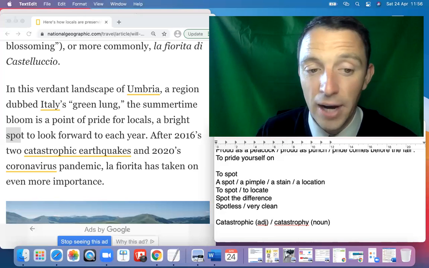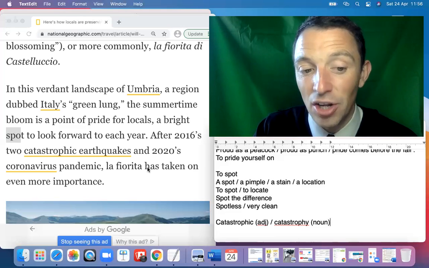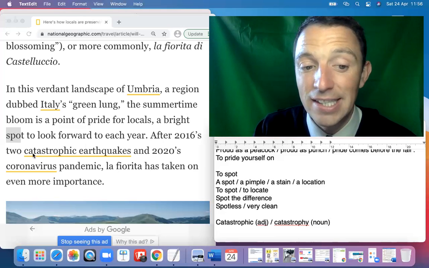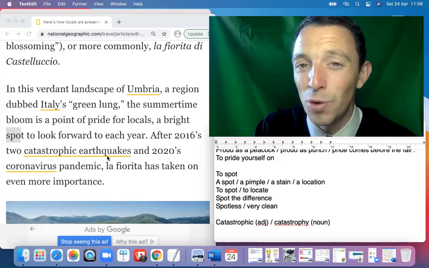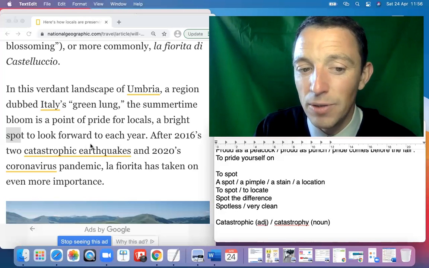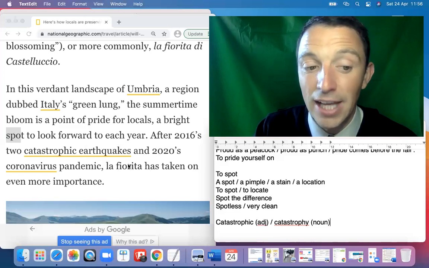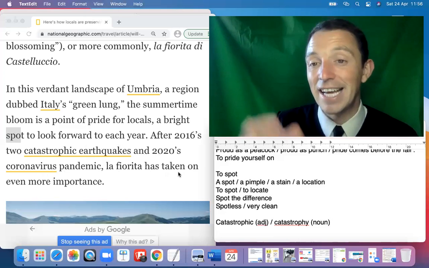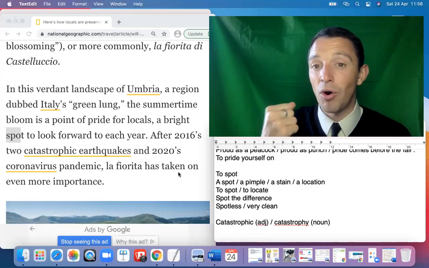Okay, so good vocabulary. And then to take it on, so La Fiorita, here's the sentence: after 2016's catastrophic earthquakes, which is terremoto, I think, terremoto in Español, earthquake, and 2020's pandemic, La Fiorita has taken on even more importance.